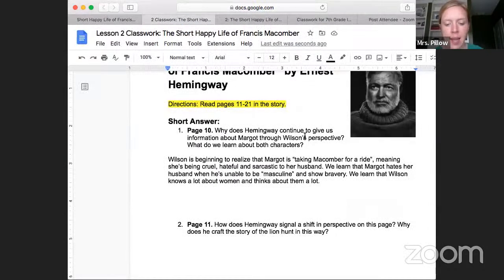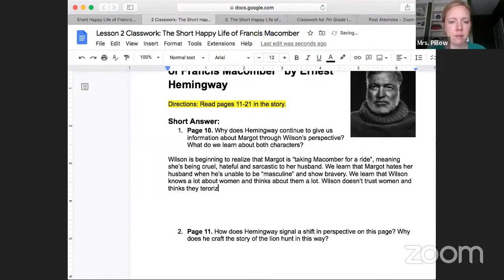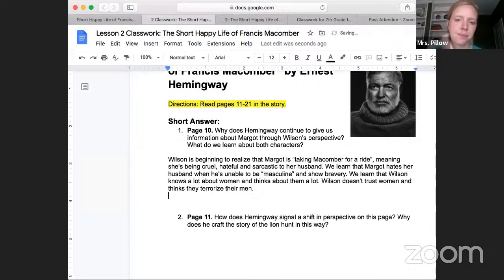So I'm gonna add something like, Wilson maybe doesn't trust women and thinks they terrorize their men. Does that make sense? Yes. Okay. So we're learning a lot about McCumber and Margot's relationship, but through another person. And he's able to really see through their words that there's a lot of cracks to their marriage, right?